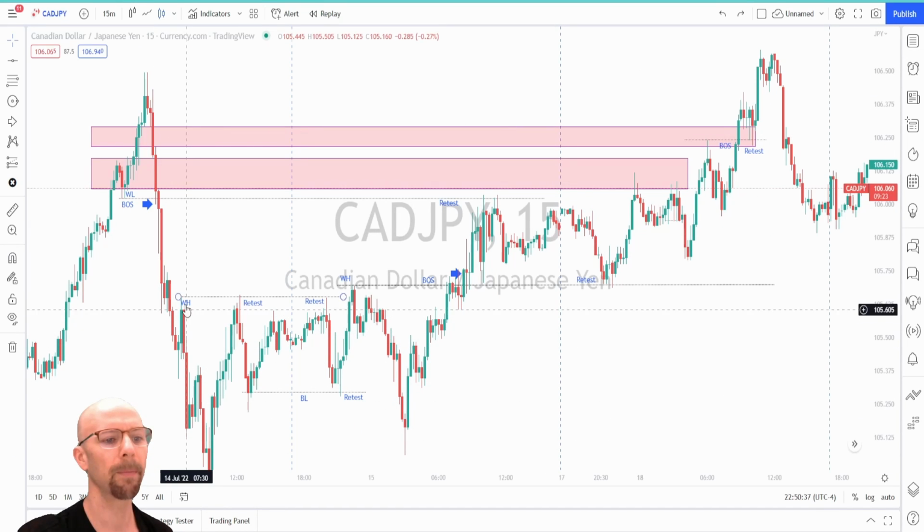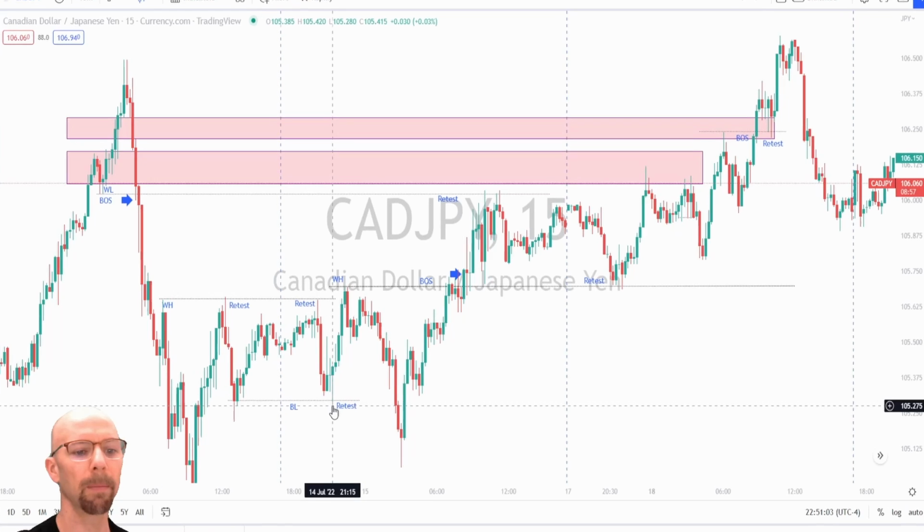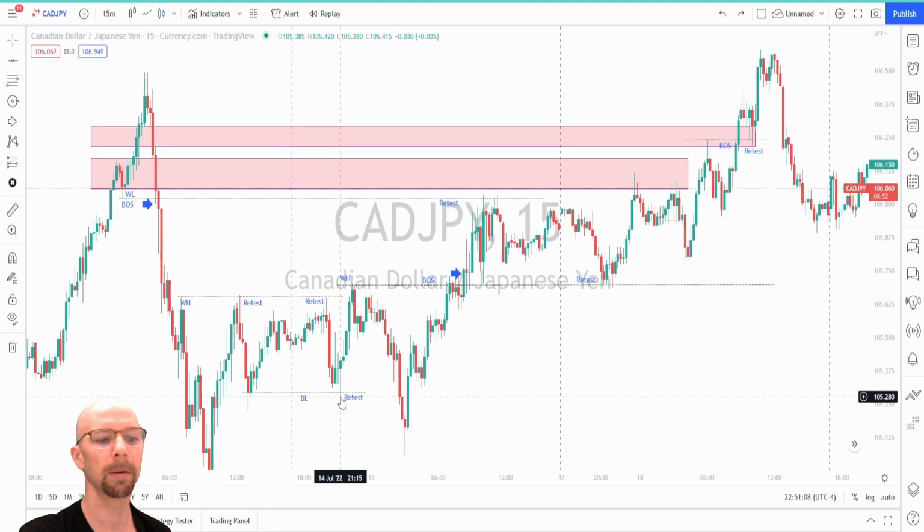So you can see here as well, wick high, price comes down, comes back up, retests the area, goes just above it, and then changes direction. So there was a potential scalping opportunity there as well. You've got your body low here. Price comes down, pushes just below it, and changes direction and comes back up. So you could have had an opportunity there as well.